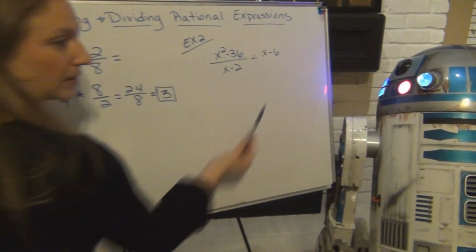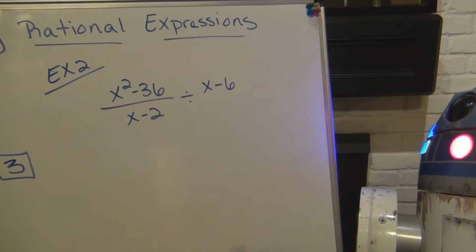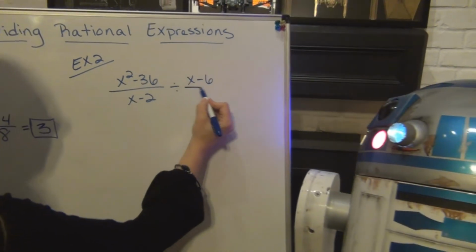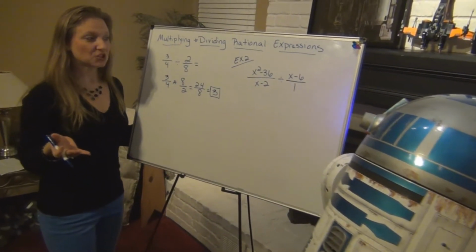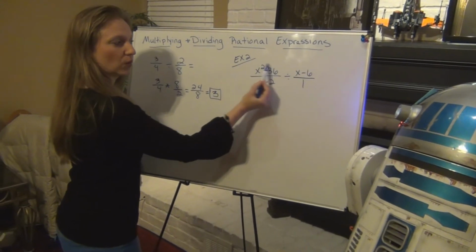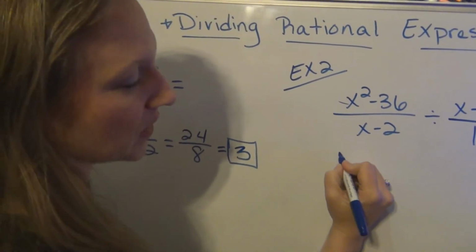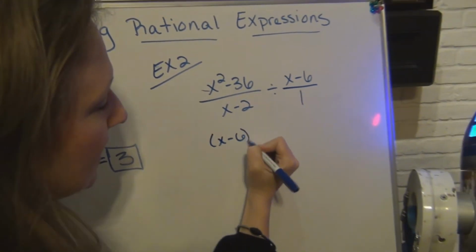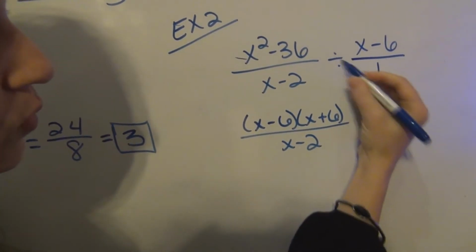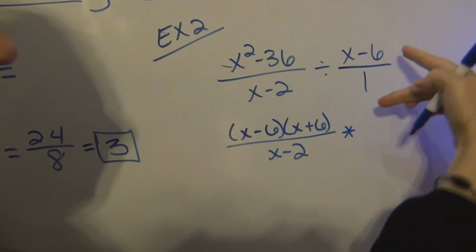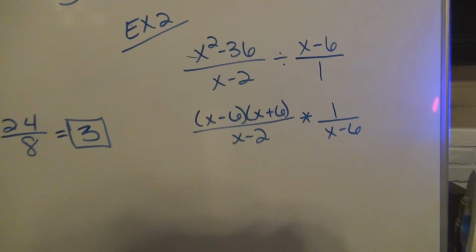Notice I have a division problem here, so I am going to multiply by the reciprocal. Notice again, I don't really have a fraction here, but we can always add a 1 to the denominator because a 1 is always implied. So I'm going to write this. I want to go ahead and factor this expression because it's going to help me to see if anything's going to cancel. So x squared minus 36 is the same as x minus 6 times x plus 6. I'm going to change this to multiplication, and I'm going to take the reciprocal by flipping that fraction.